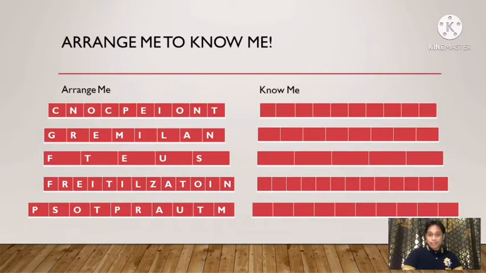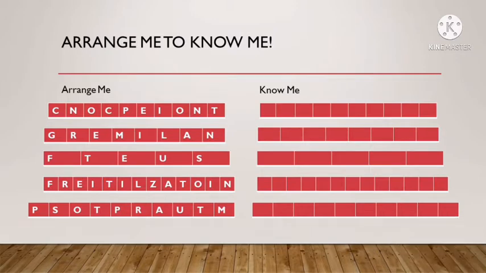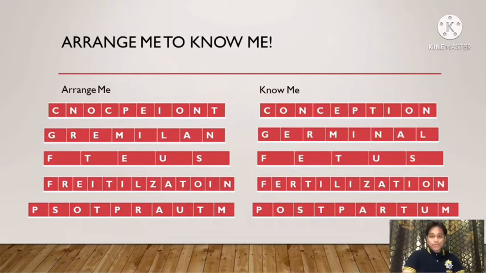To start our topic for today, I want you to get a piece of paper and let's have a fun activity. Our game is called Arrange Me to Know Me. All you need to do is arrange the jumbled letters to find out what the word is. You can start now. I guess you are already done, so let us check your answers.